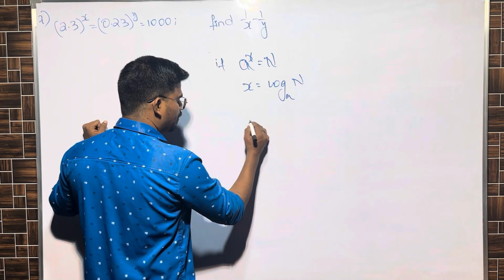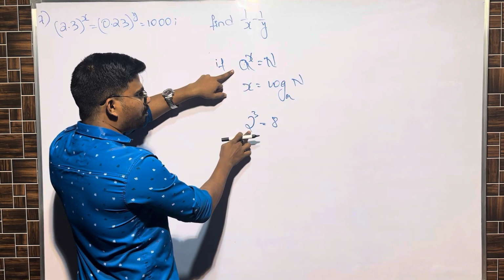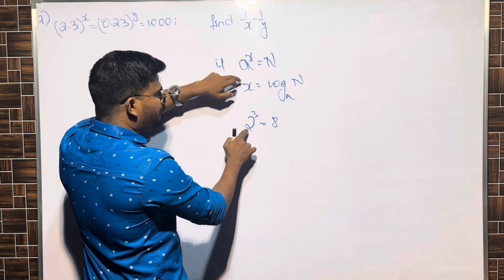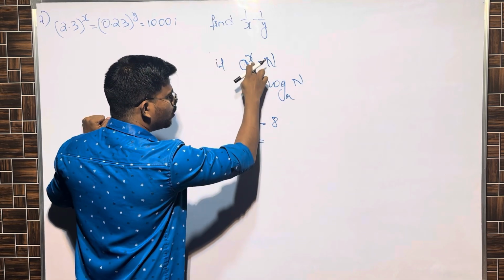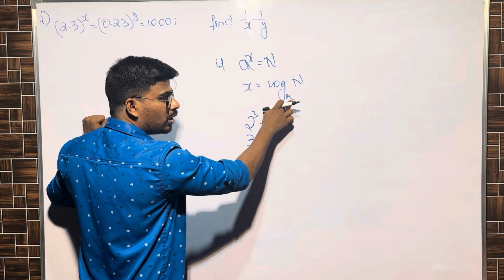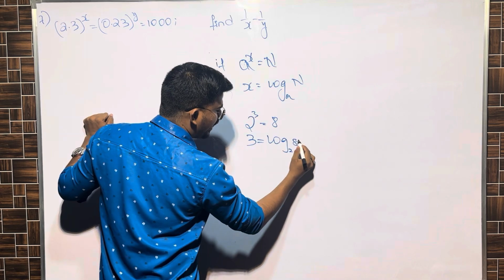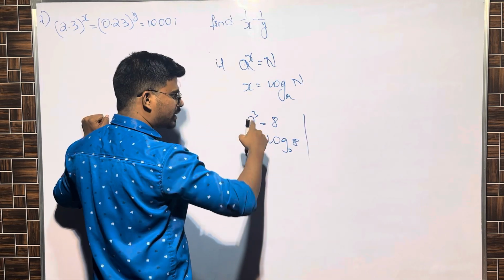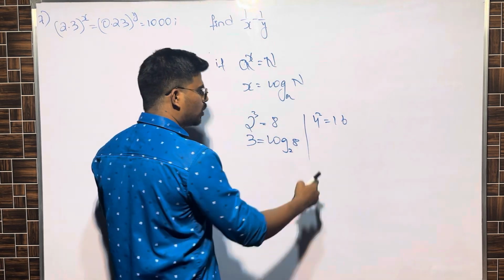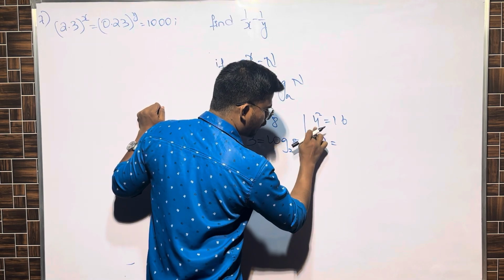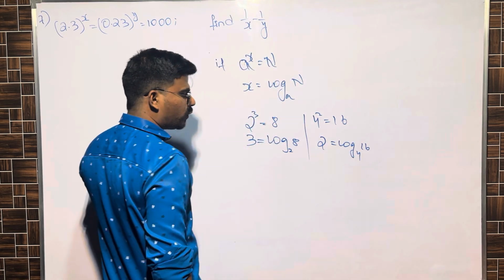Let us check a few examples. It is 2 cube. 2 cube is equal to 8. Compare this with a power x is equal to n. We can write that as 3 is equal to, this a will shift to the log base, log, this 2 will shift over here as the base, and this 8 will be written the same way. Don't worry if you do not understand, I'll show you one more example. 4 square is equal to 16. 2 will come here, this 4 will shift to the log base, log 16. So log 16 to the base 4, right?